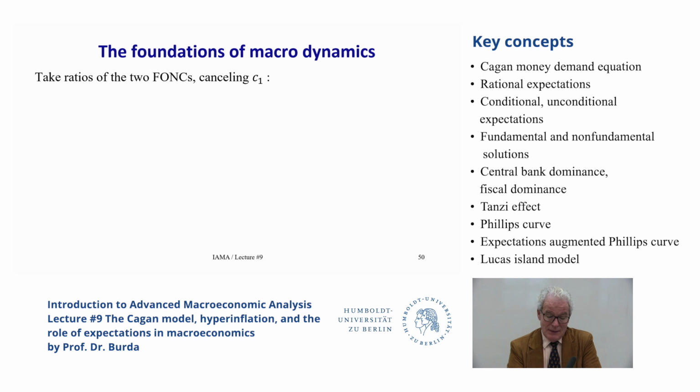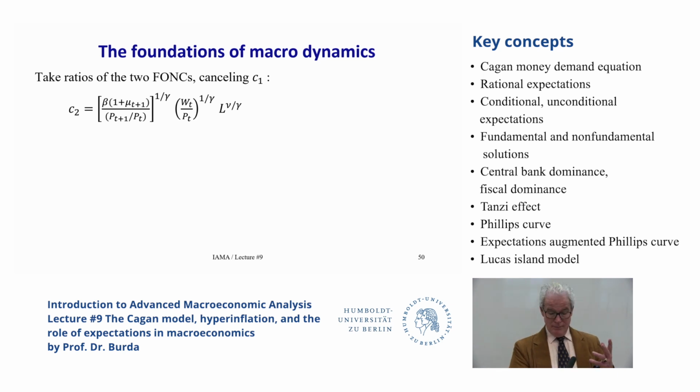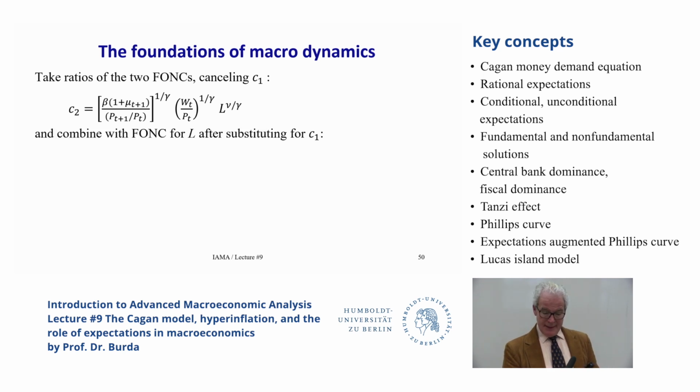So you can take ratios and eliminate C1 again and express C2 in terms of labor supply today. Okay, so those, ceteris paribus, will be positively related because both nu and gamma are positive. Think of it this way: if you're going to have more consumption tomorrow and today, it better be worth it. So that's one way of thinking about it.